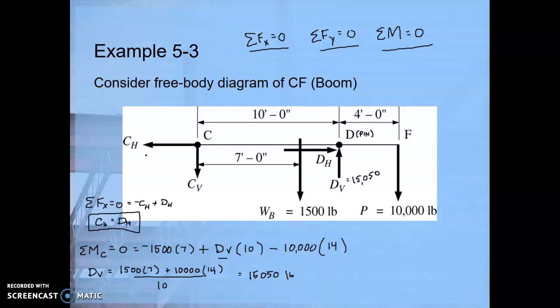Okay, and so what other forces do we need to solve here? So again, we've said CH is equal to DH. That's as far as we can go right now. We know they're equal to each other. We don't know what their magnitudes are. We found DV. That really only leaves CV as the last remaining force that we can potentially solve for.